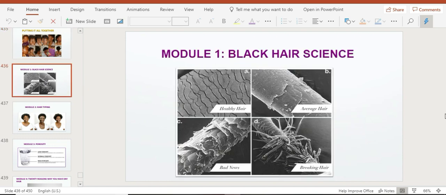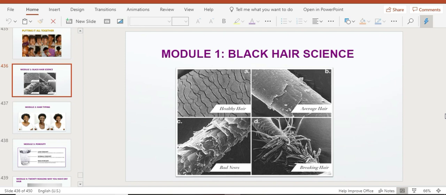So module number 1 was all about black hair science. I went over a simple black hair science. I talked about the cuticles. I talked about the 3 structural layers of your hair, so the cortex, medulla, and cuticle, and I went over their function, what they do, and how they contribute to moisture retention and keep your hair healthy.